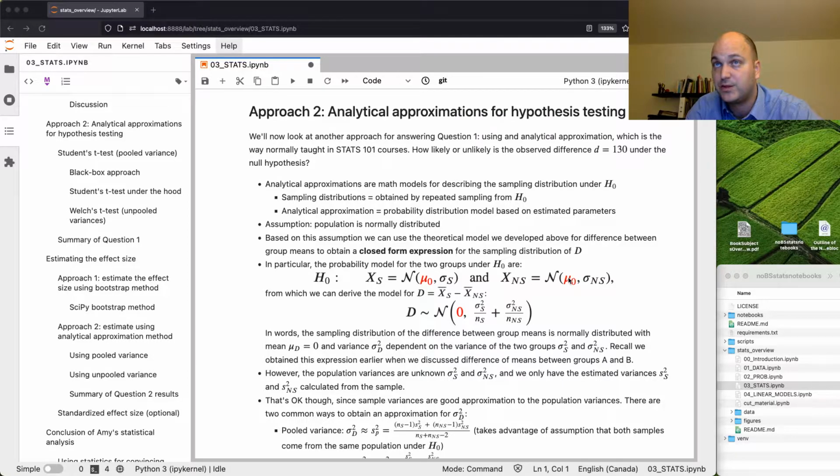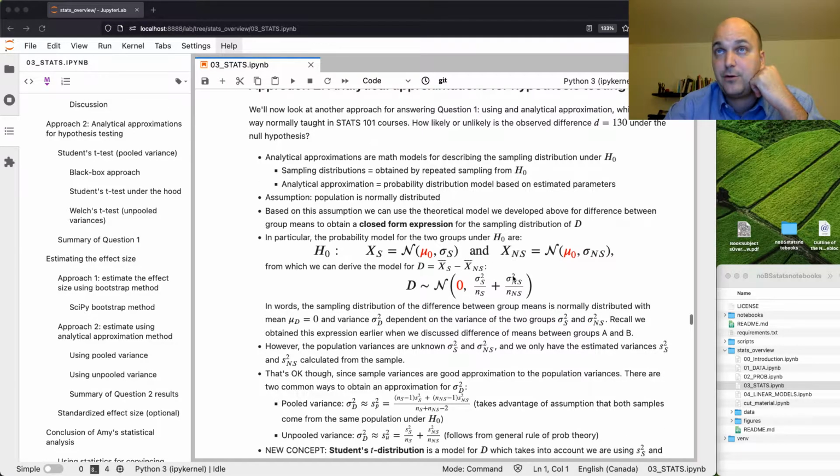If the distributions are the same, then the mean will be 0, and the variance is going to be the sum of the variances scaled by the size of the groups. So you can look back up in the notebook and find this formula. That's great. We have a formula that tells us what the null distribution is. Only one little problem here is that the formula requires us to know the value of the population variances, which we don't know.